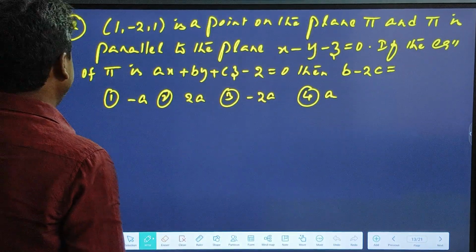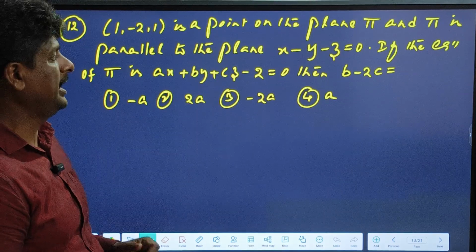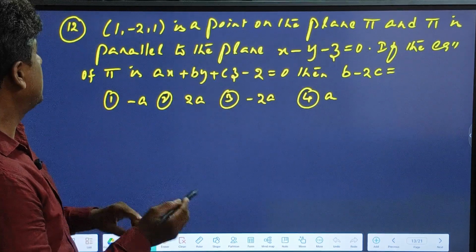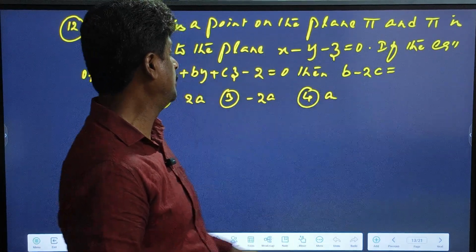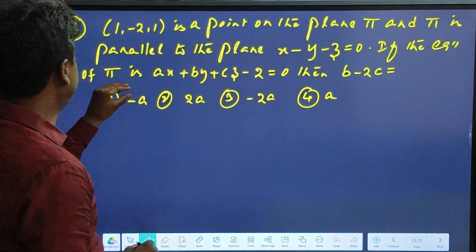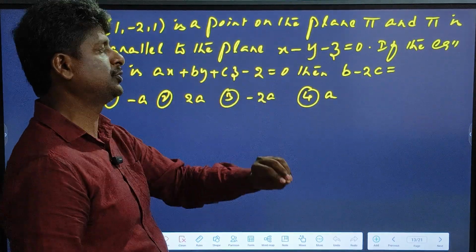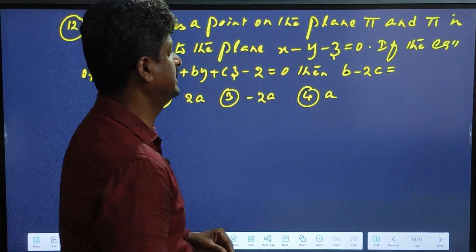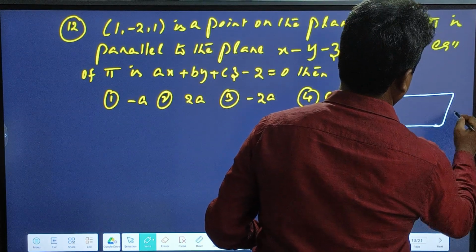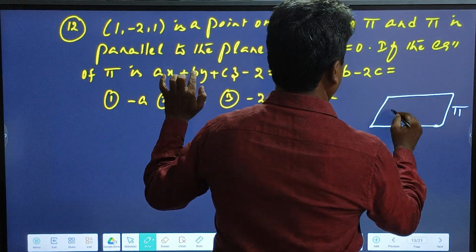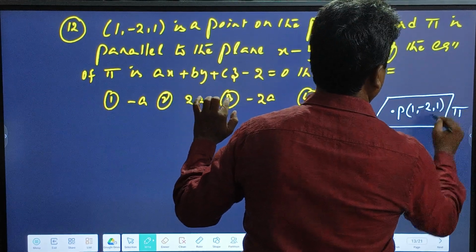Problem number 12. The point (1, minus 2, 1) is on the plane pi, and pi is parallel to the plane x minus y minus z is equal to 0. If the equation of plane pi is ax plus by plus cz minus 2 is equal to 0, then b minus 2c is equal to. This is a plane pi which is passing through the point (1, minus 2, 1).